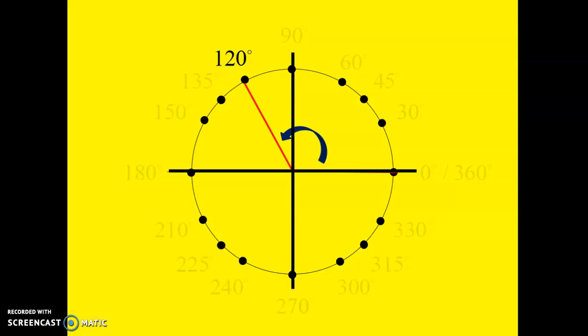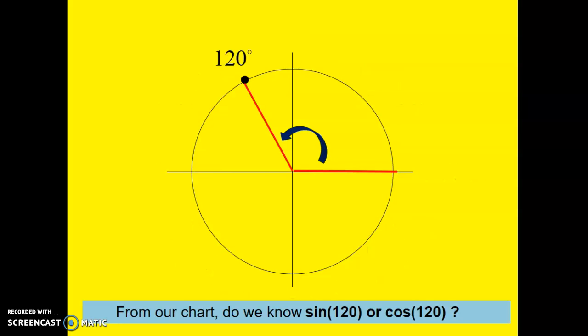The issue that we have, though, is if we think of our charts from the 30, 60, 90 and the 45, 45, 90 triangles, where we had sine, cosine, and tangent of those specific angles, nowhere in that chart do we know the sine of 120 or the cosine of 120. So that's information we don't know.